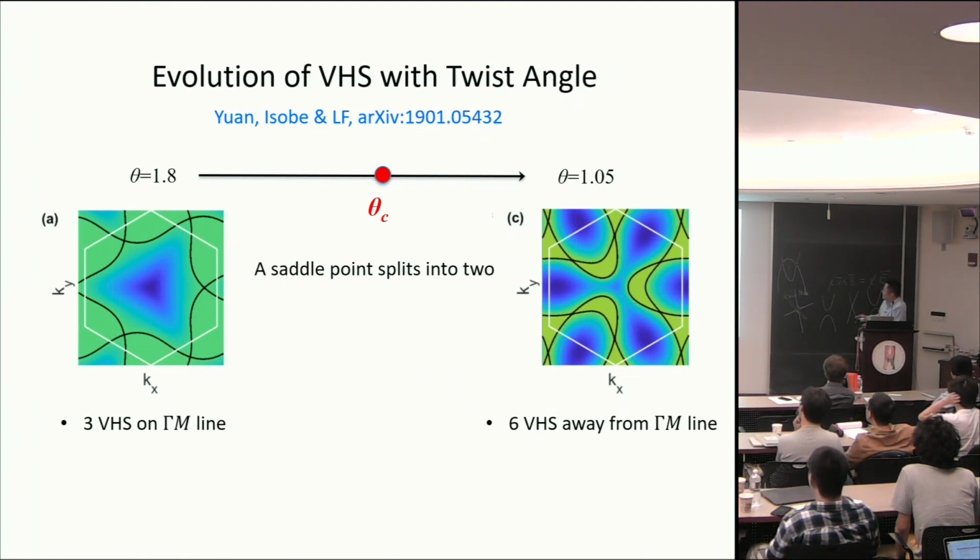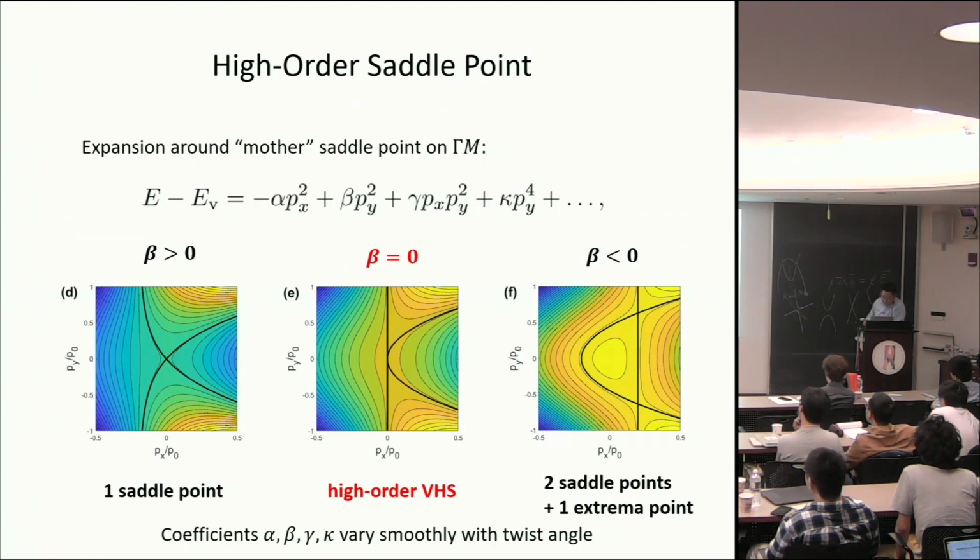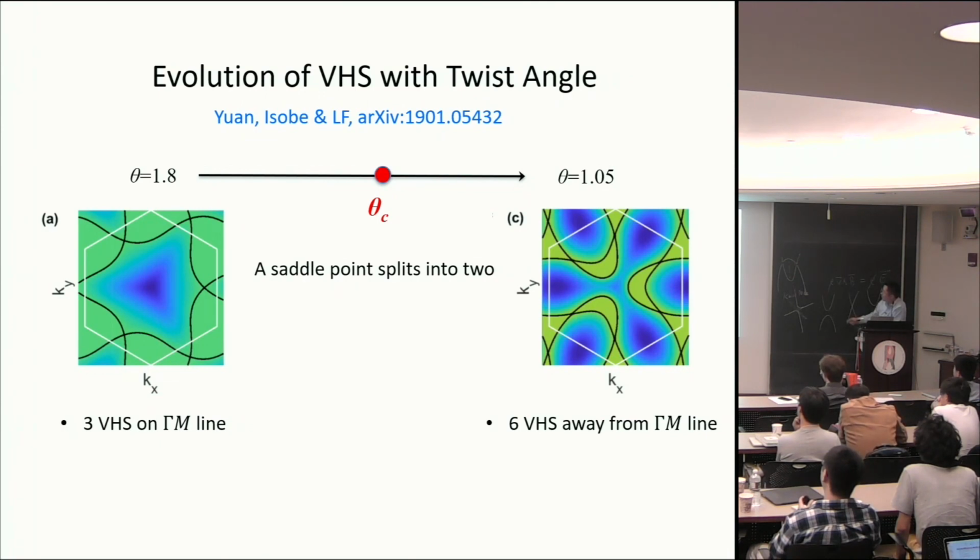This means that there must be a critical twist angle where each Van Hove point, each saddle point, splits into two. And to understand this transition of the saddle points, one can just look at the dispersion around these original saddle points.